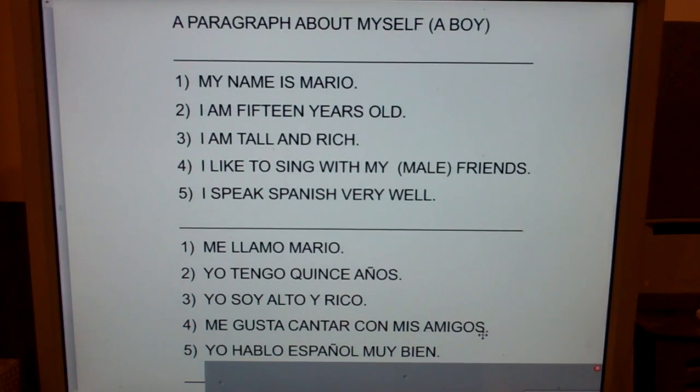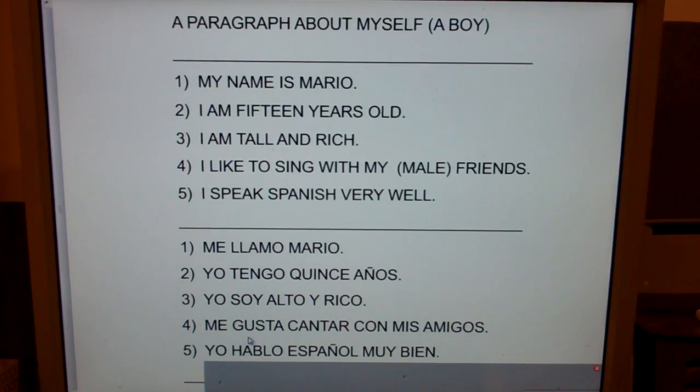Now notice, amigos ends in an S. Since amigos ends in an S, the word for my has to end in an S too. It's like a teeter-totter. So literally, to me, it is pleasing to sing with my's friends'.